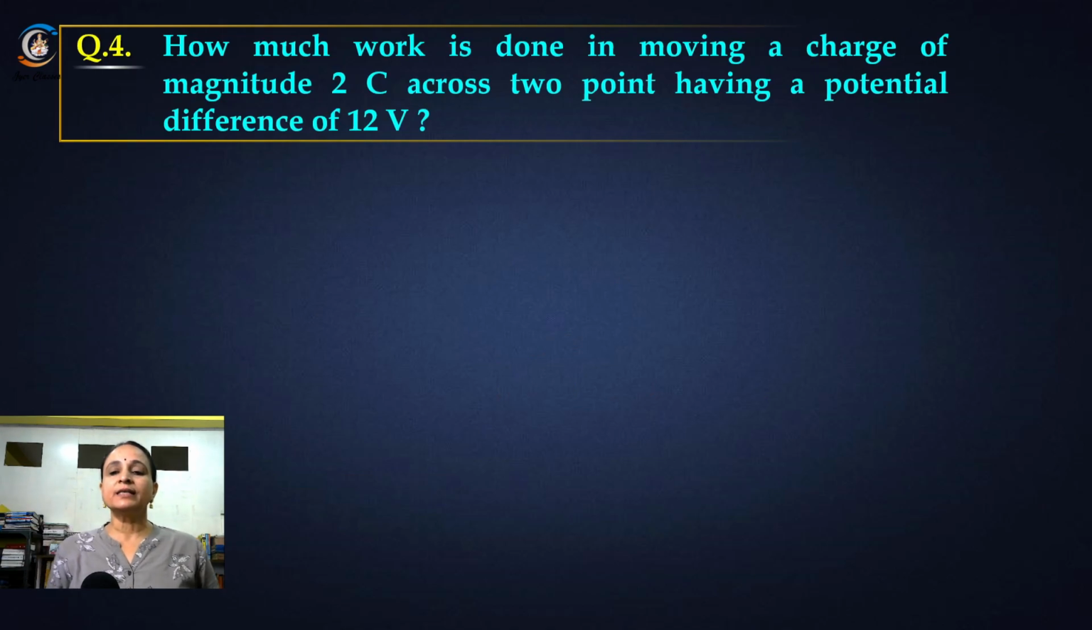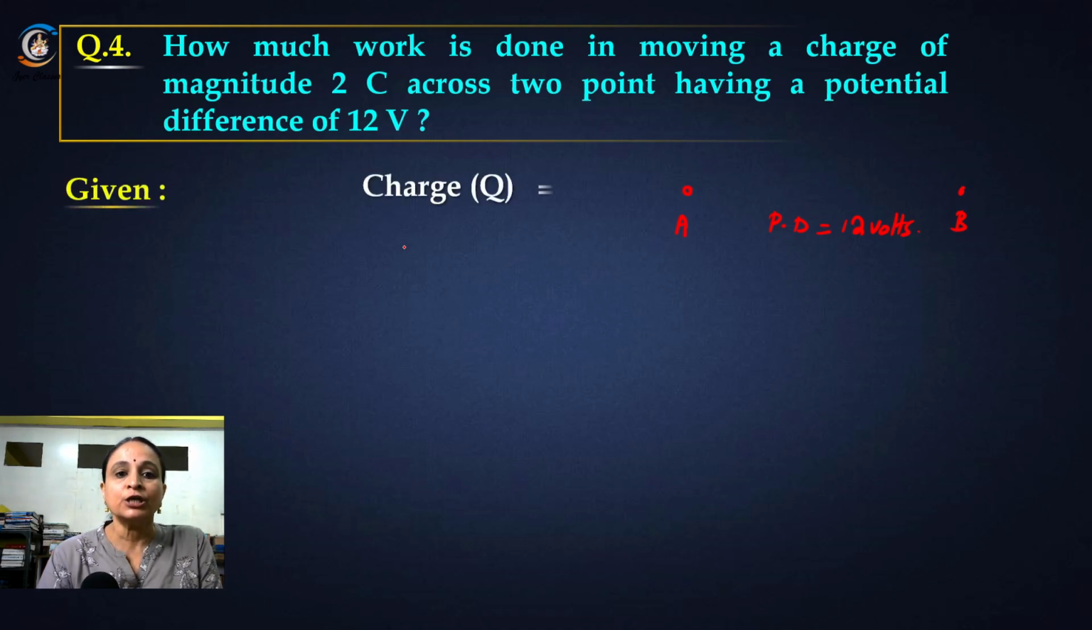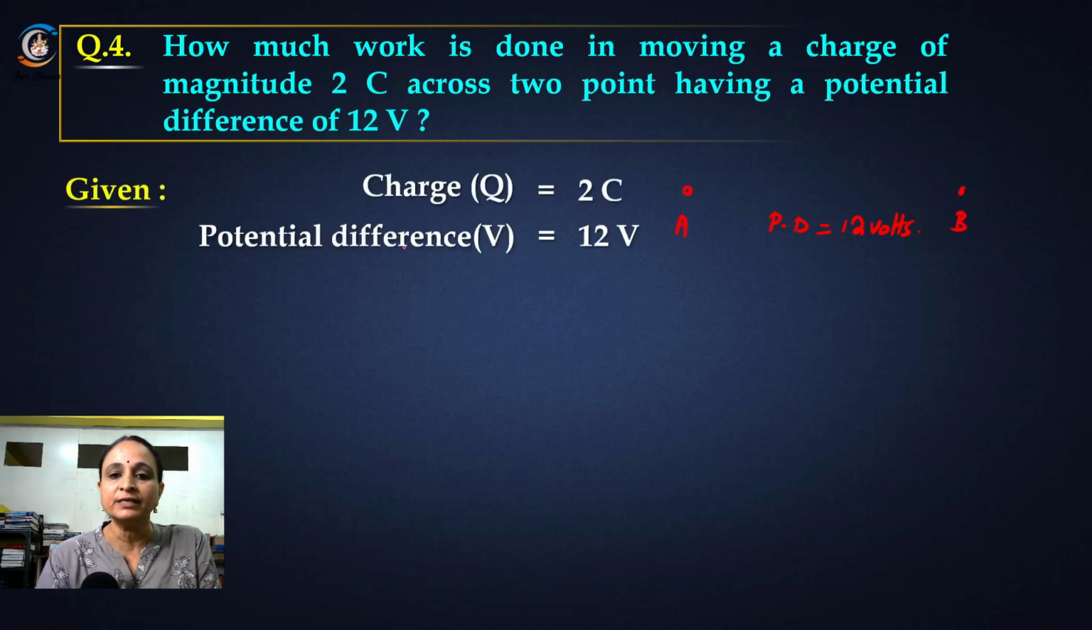How much work is done in moving a charge of magnitude 2 coulomb across 2 points having a potential difference of 12 volts? Okay, now we have got 2 points A and B, and the potential difference between these 2 points is given as 12 volts. Okay, what other things are given? Given is charge, 2 coulombs, and potential difference, as we have already seen, is equal to 12 volts. What are we supposed to find out? The work done.